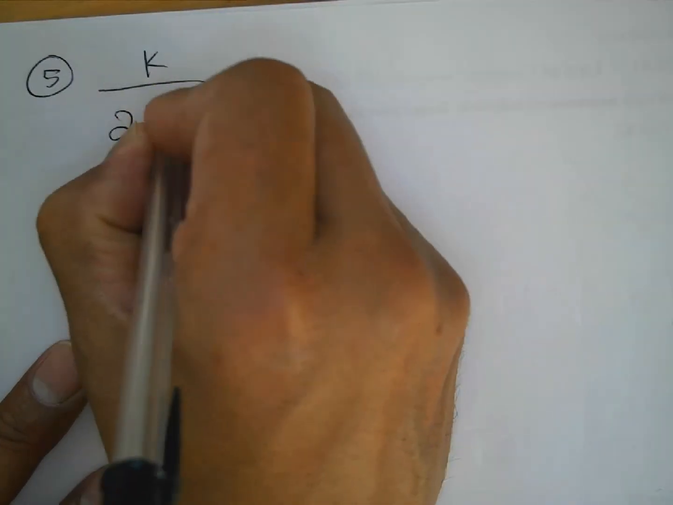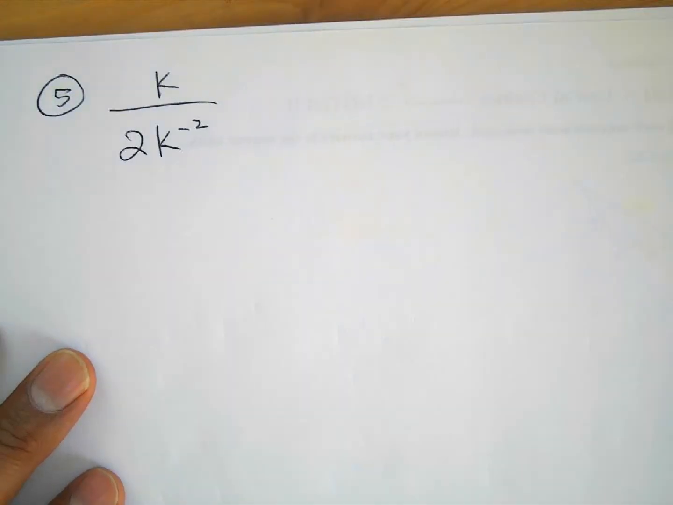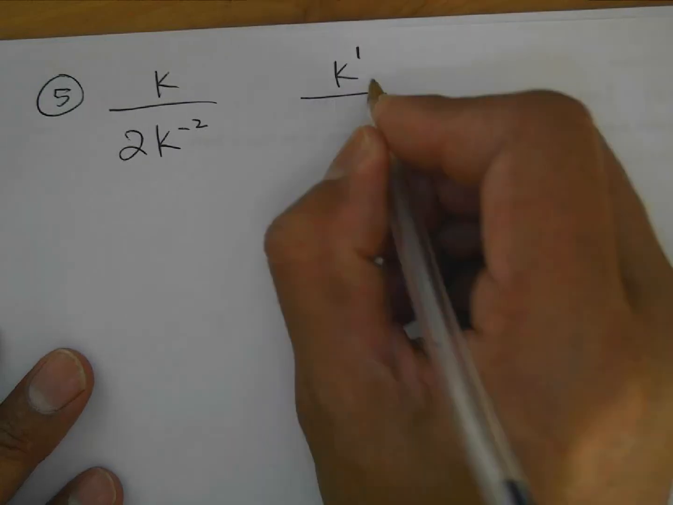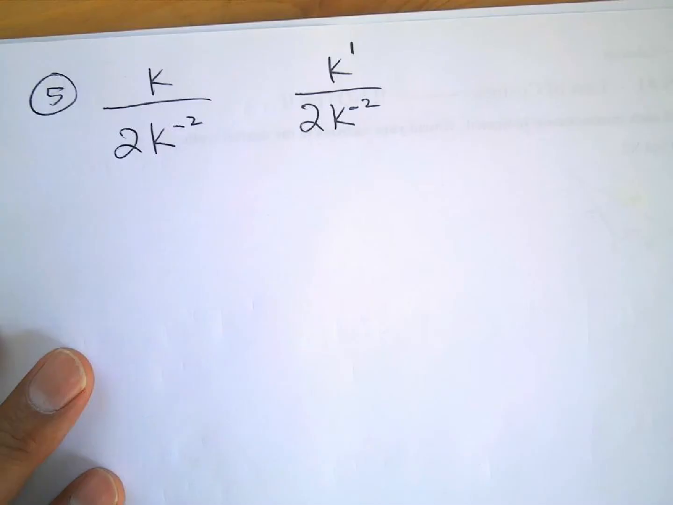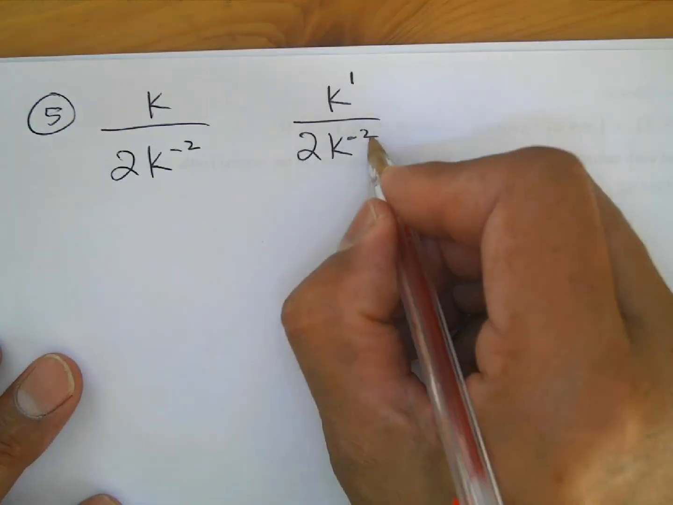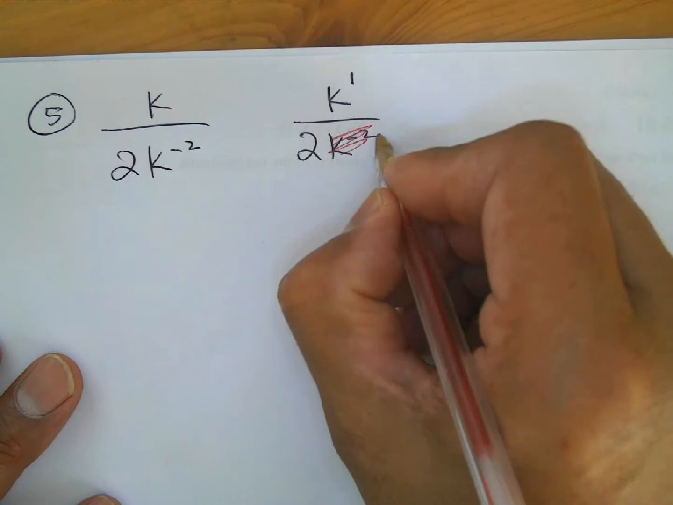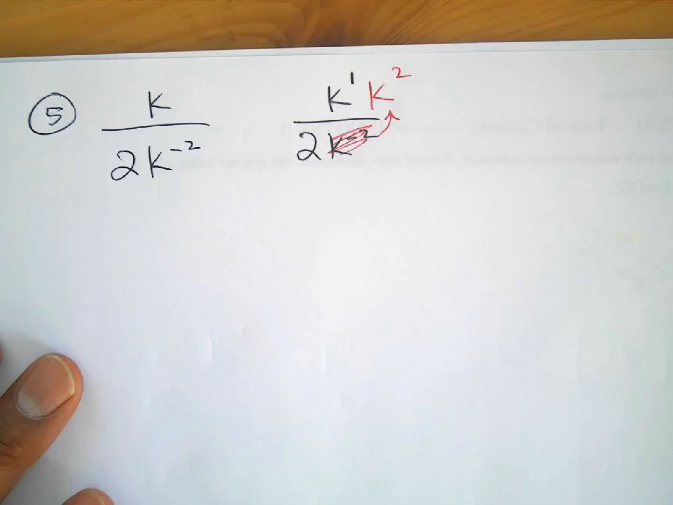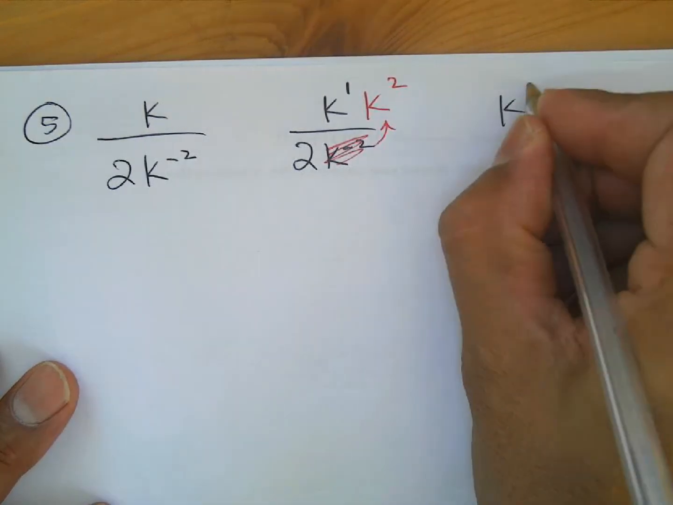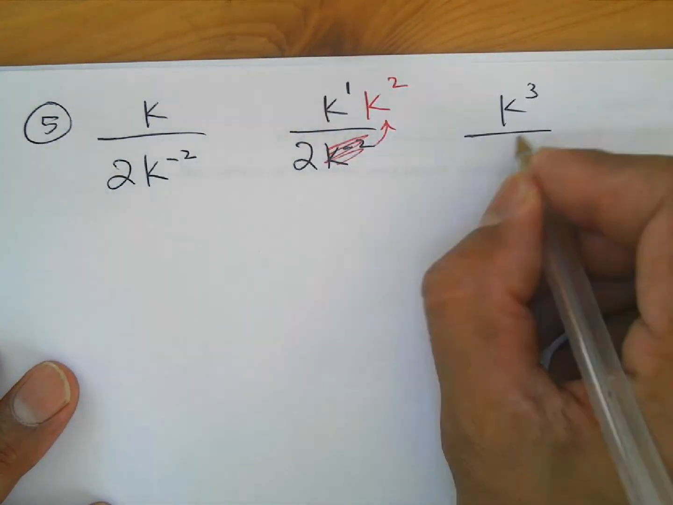All right, let's keep rolling. Let's try some more of these. Number 5. k over 2k negative 2. All right. So I know when it says k, it has a positive 1 there, and this is 2k negative 2. When you have a negative, that's the one you move. This one is going to be negative 2, but when I move it up here, it's going to be k what? Positive 2. Final answer here, we add the exponents, k3, right? 1 plus 2 is 3 over 2.